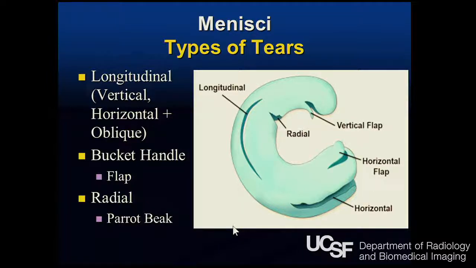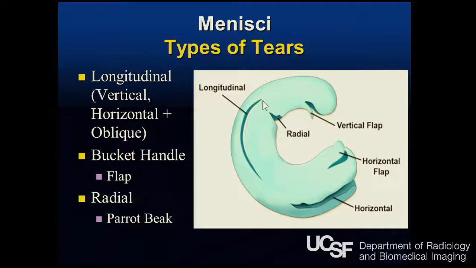For all practical purposes, the way that we characterize these are either going to be longitudinal, a bucket handle type tear, or a radial tear. There are many different ways to categorize meniscal tears. There are different classifications in the literature, but this is what we used when I was a fellow at UC San Diego. This is what we use at UCSF, and I think this is completely adequate for our surgeons. They seem very happy with it, and I think a lot of the other classifications only serve to make things more confusing. So let's simplify it and really focus on these three types of tears.